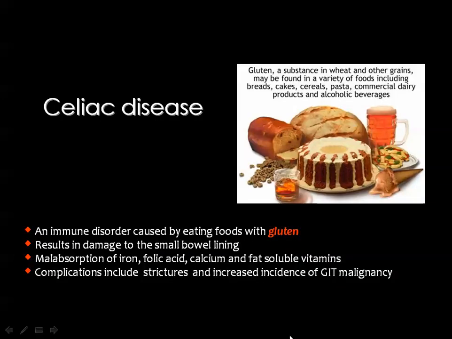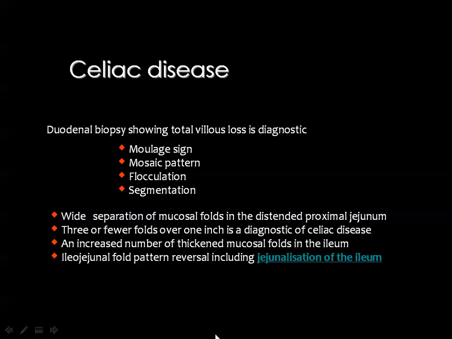Then celiac disease is an immune disorder caused by eating foods containing gluten, which is derived from wheat. And these are the foods which can cause this disease. This disease will result in damage of the small bowel mucosa, and there will consequently be malabsorption of iron, folic acid, calcium, and fat-soluble vitamins. Complications will include strictures in the small bowel, and of course the increased incidence of malignancy.